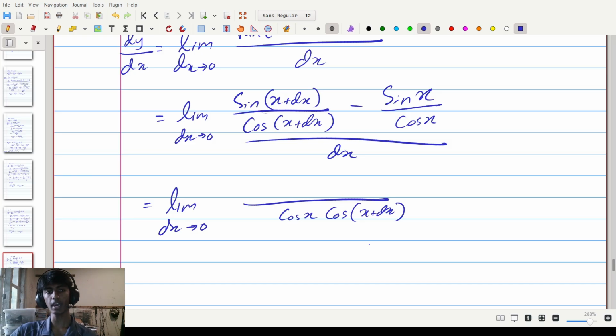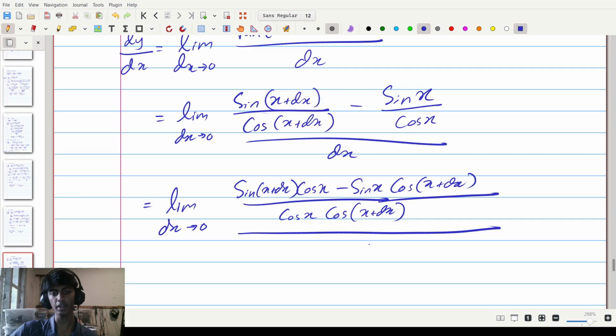And then on top we have the sine of x plus dx times the cosine of x, and then minus the sine of x times the cosine of x plus dx, and all of this needs to be divided by dx. So in fact I'm going to take this dx into the denominator here. We have dx times the cosine of x times the cosine of x plus dx on the denominator.